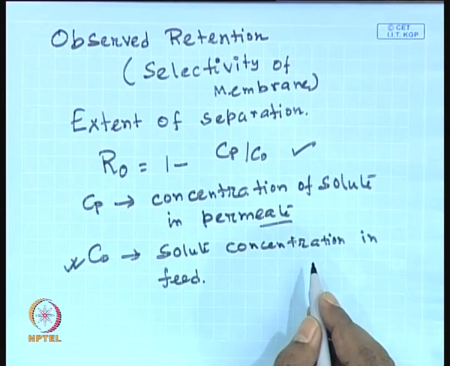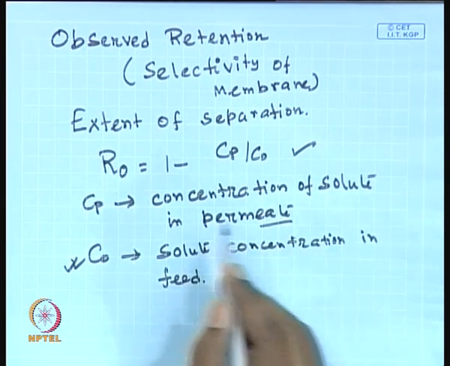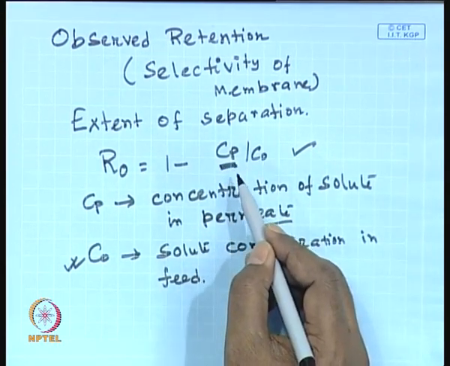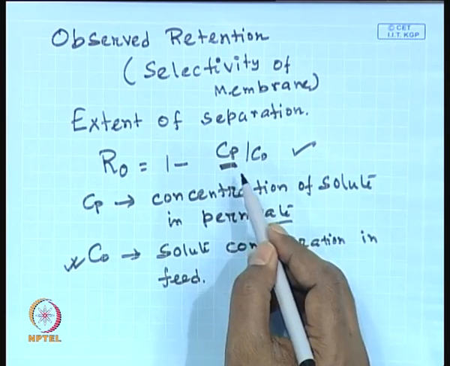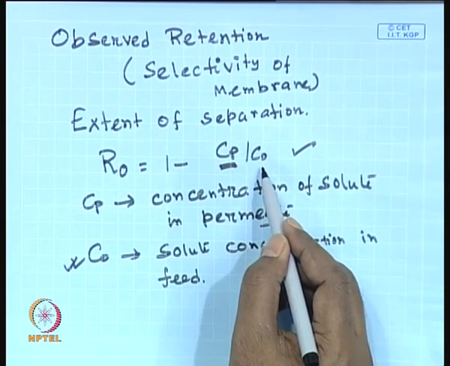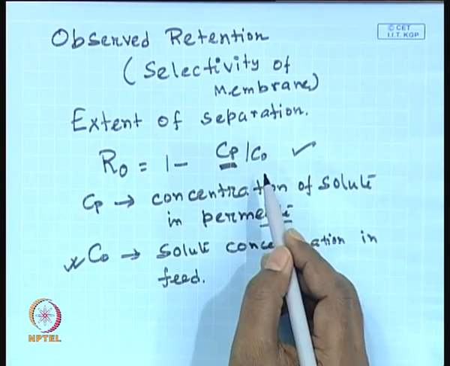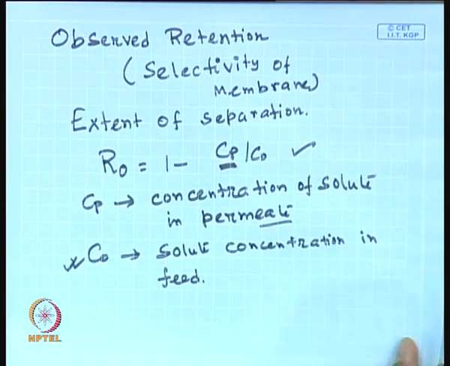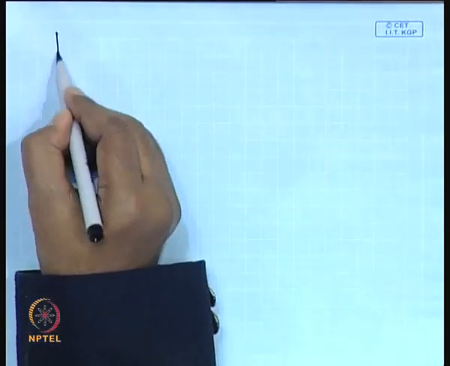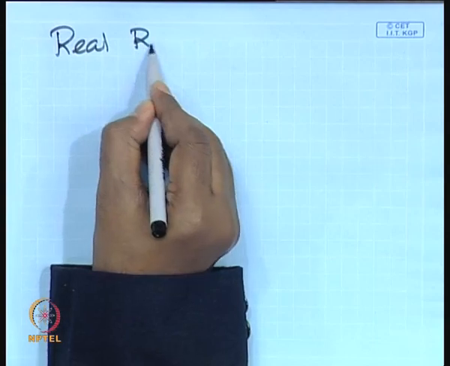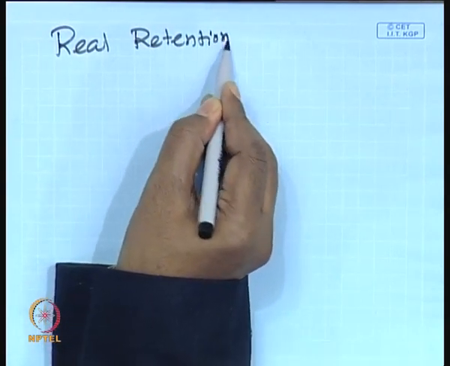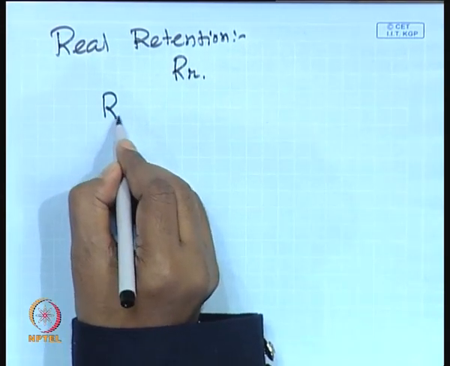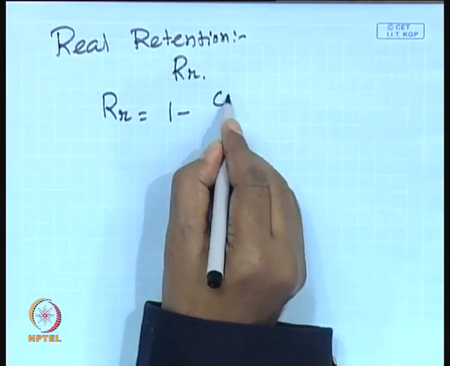This is known as the observed retention. Why is it known as the observed retention? It is because the quality of the permeate stream is compared with the feed stream. That is why it is called observed retention. So therefore, there exists another counterpart of observed retention, that is known as the real retention. And what is the difference between the observed retention and real retention? The definition of real retention is 1 minus Cp by Cm.